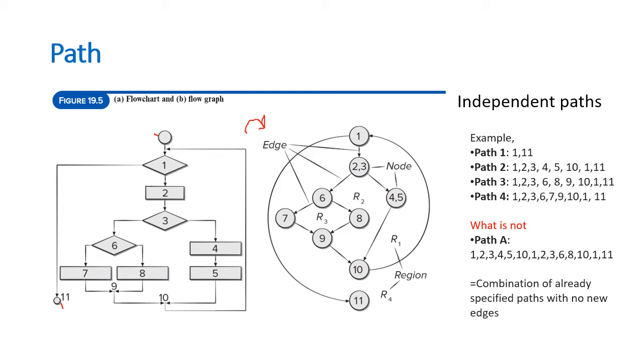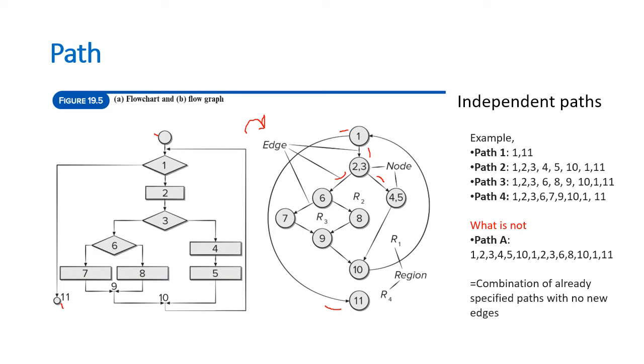Okay, so what are independent paths? The example is this route, where we have 1 going to 11. We also have path 2, for example, on this route, 1, 2, 3, and then move to 4, 5, 10, going back to 1, and then reaching 11. Or path 3, where we move here to 3 to 6, 8, 9, 10, 1 and 11, or 6, 7, 9, 10, 1 and 11.